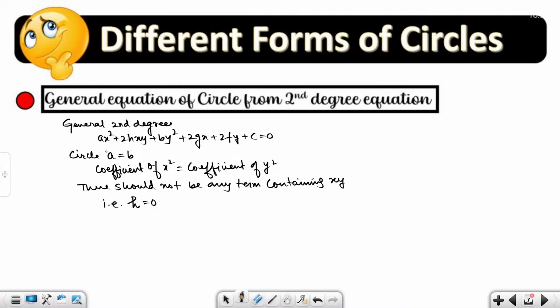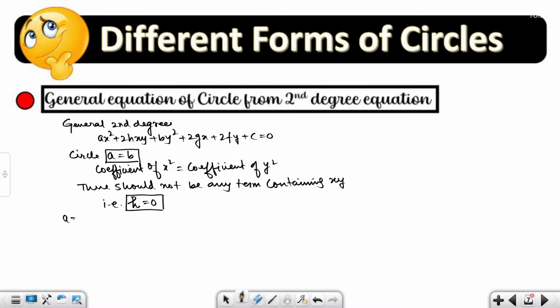So these are the two conditions we have to remember. First, the coefficient of x square and the coefficient of y square must be the same. And what is the second condition? There should not be any term containing xy. Is it clear?